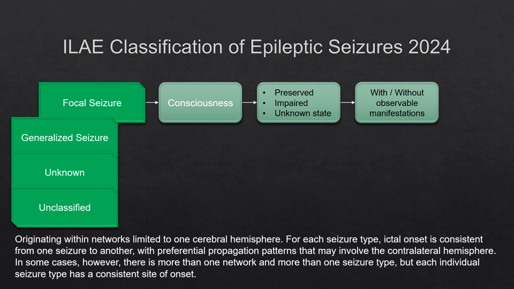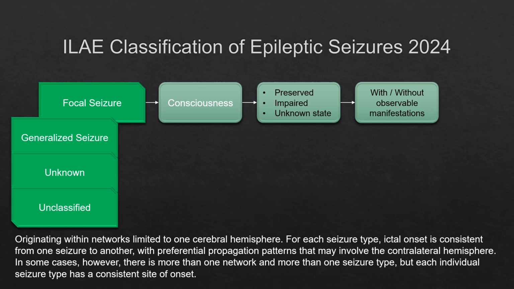In some cases, however, there is more than one network and more than one seizure type, but each individual seizure type has a consistent site of onset. For example, let's discuss the second example. A child was having 3 episodes of seizure in the last 24 hours. In the first seizure, the seizure started from the left hand and later progressed to the whole body. In the second seizure, the child started having seizure from the right hand and later progressed to the whole body. In the third seizure, the child started having seizures from the left foot and later progressed to the whole body. So each individual onset is from a different site, but the site always was limited to one side, or limited to one cerebral hemisphere. So that is called focal seizure.